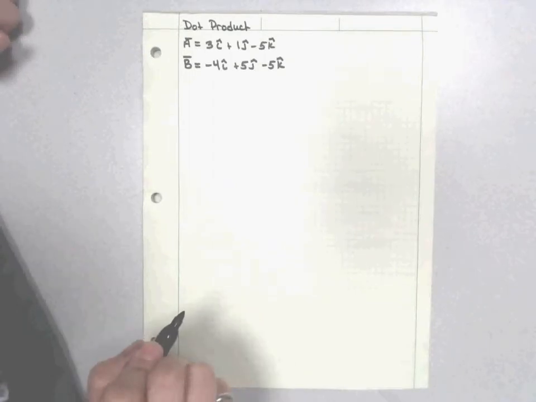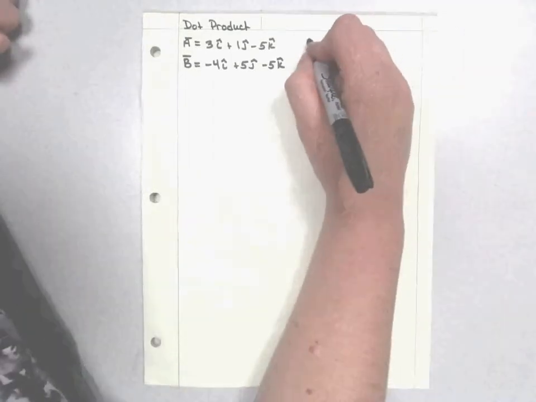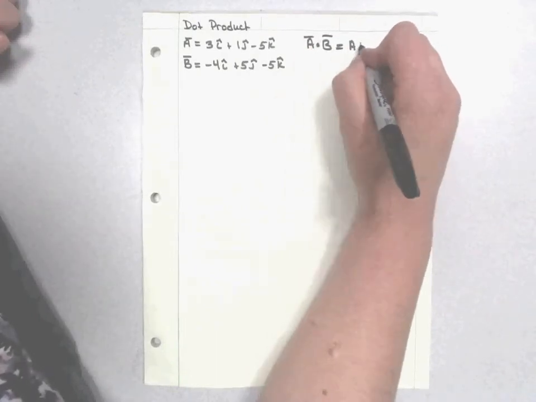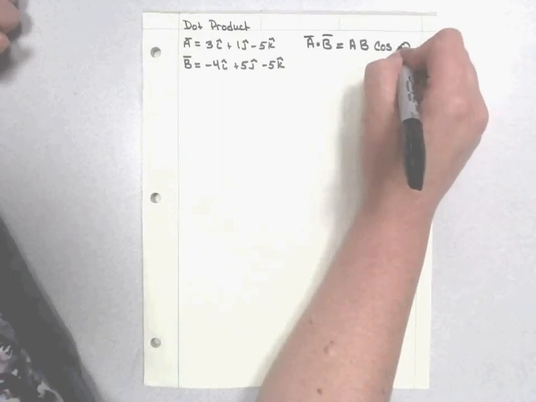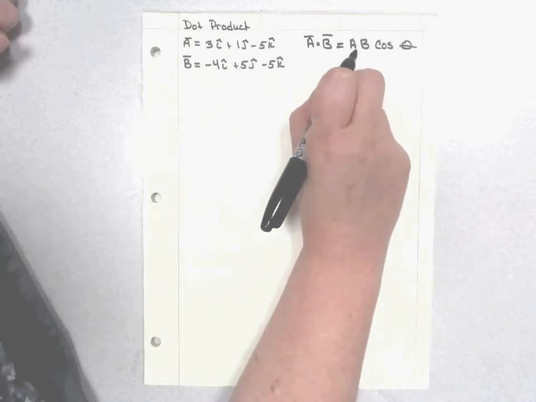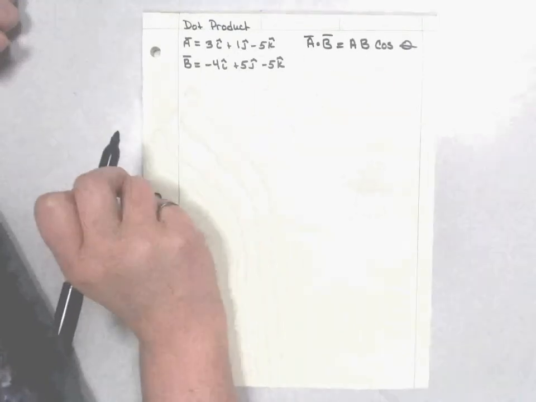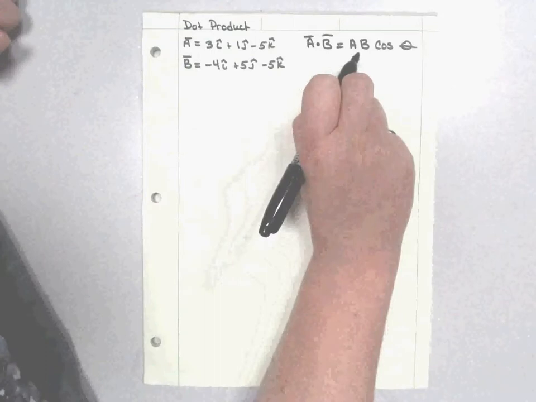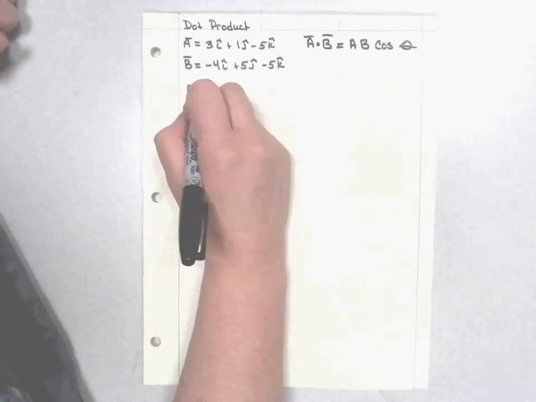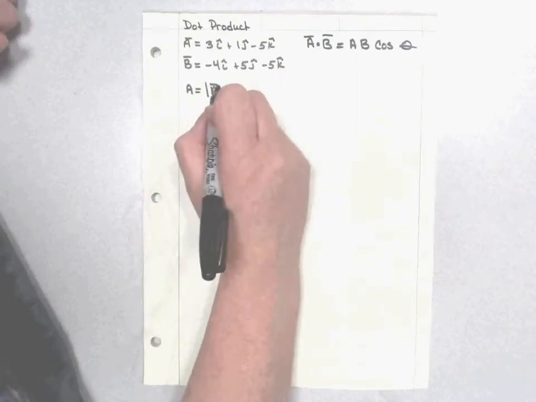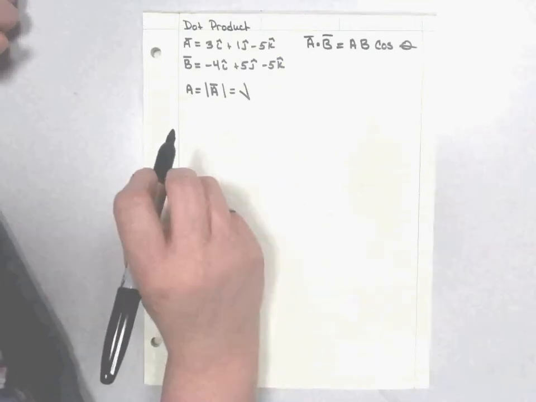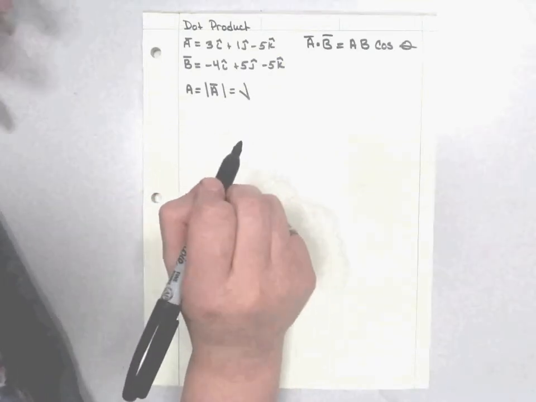So the dot product actually looks like this. A dot B is equal to AB cosine theta, where A and B are these vectors, and this A and B are the magnitude of these vectors. They are scalars. So the way we get the scalar is we say that A is equal to the magnitude of the vector A, which is equal to the square root of each component squared and the sum of all of those.